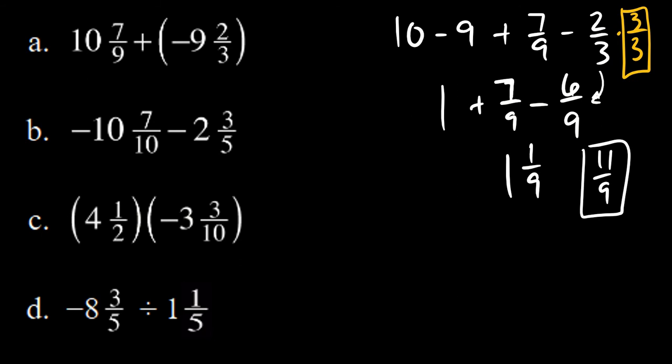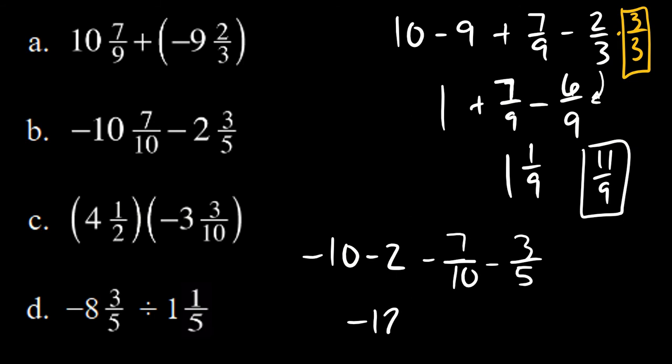Let's look at B. So B, we have a negative 10 and we have a negative 2. So you can see I'm grabbing those whole numbers. I just want to look at them separately. Then I've got this negative 7/10 and I've got a negative 3/5. That's why I'm not a fan of the mixed numbers, because we may not know that both of those are negative, but it is, right? Negative 10 and negative 2 is negative 12.